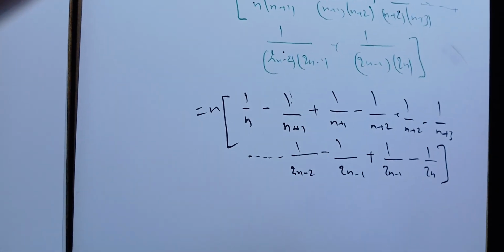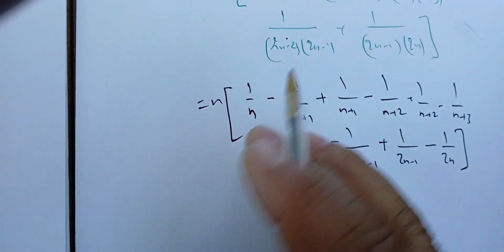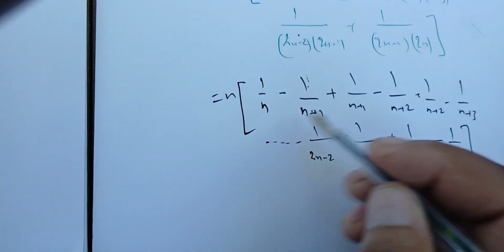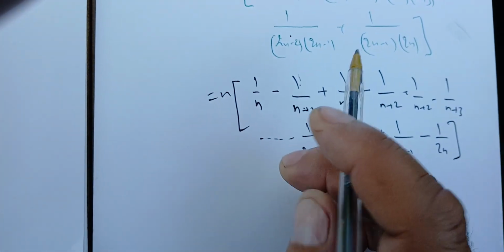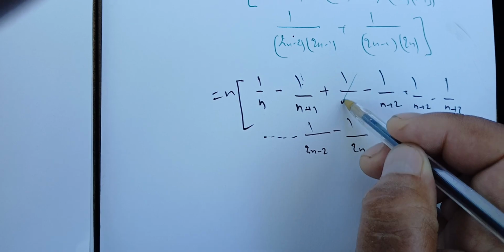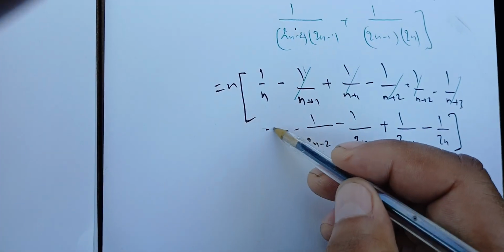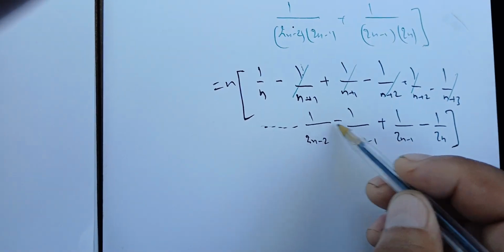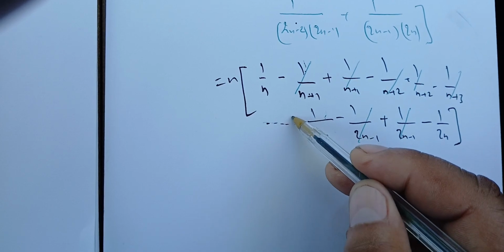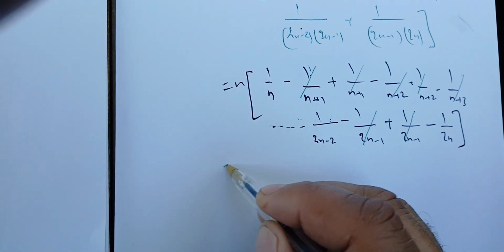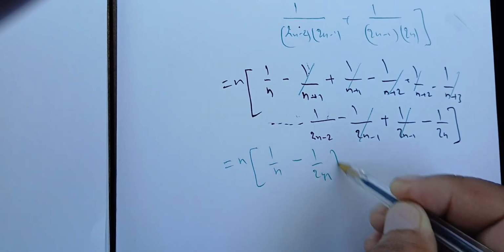Now we see that we arrived at some form of telescoping sum. We get rid of the terms by eliminating the previous ones. So this one will go with this one, this one will go with this one, and this one will go with the next one here, and this last term will go with this one, which has gone with someone before. So what we have left is 1 over n minus 1 over 2n.